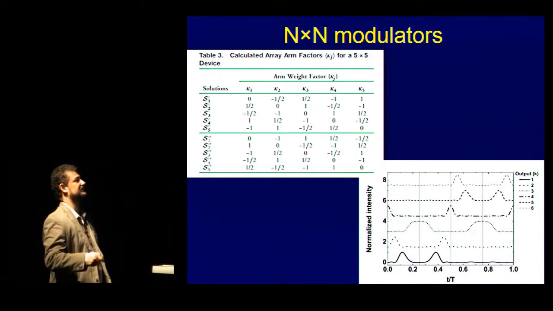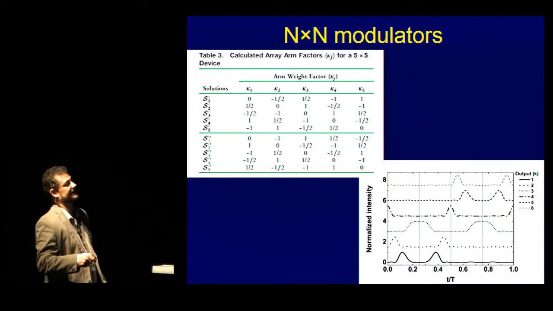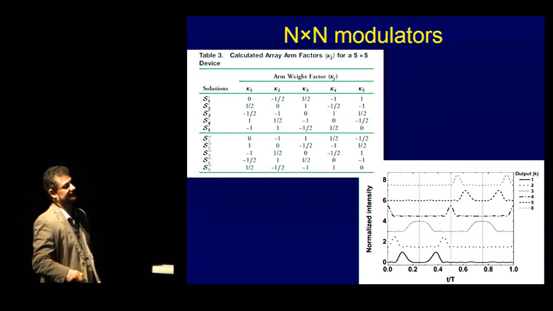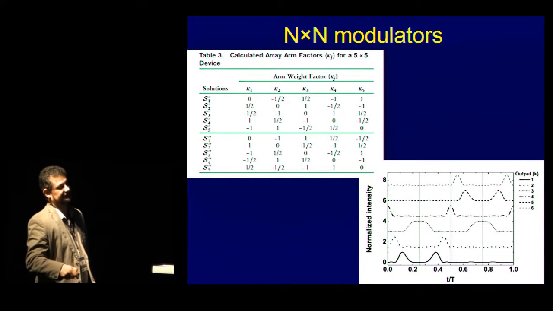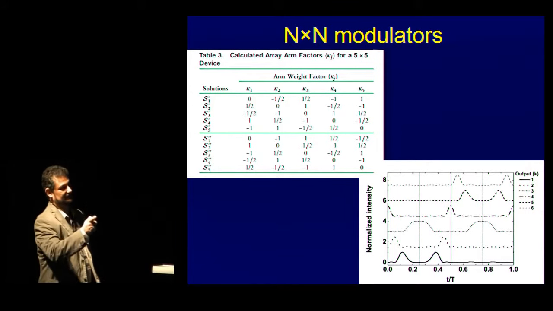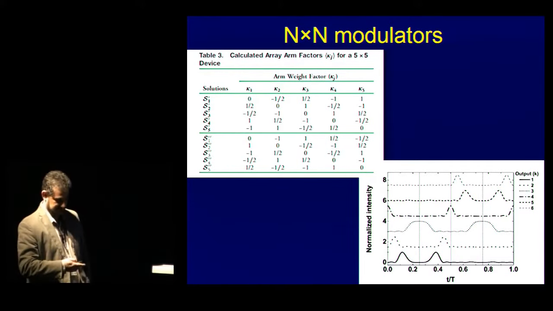So, also without going into the details, these are different combinations of the phases that you have to apply in these different waveguides for a 5x5 modulator, and this is what we expect for the outputs as a function of time. You see that light, instead of coming out at one port or all the 5 ports at the same time, just switches from one port to the other as time goes by.